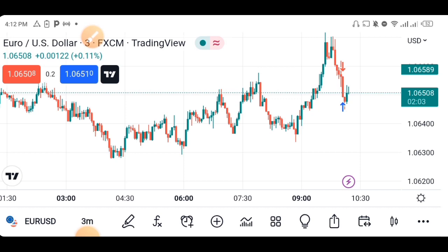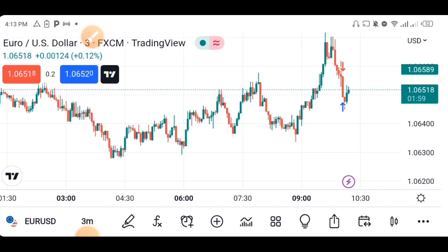So today we are going to be diving into how to draw a perfect support and resistance zone. Like in my previous video, where I explained how to draw trend lines, today we're going to be talking about how to draw perfect support and resistance zones.